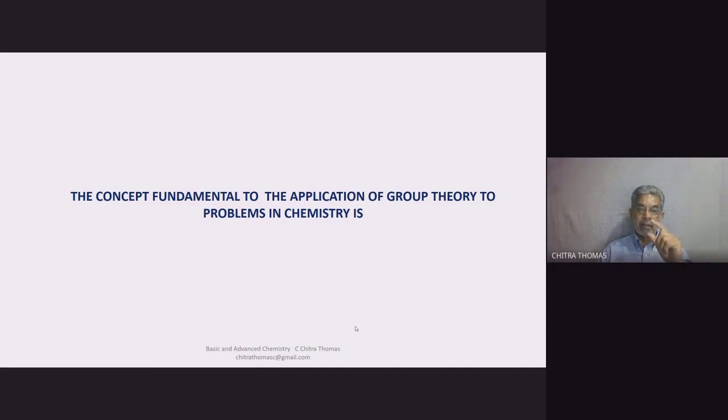The concept fundamental to the application of group theory to problems in chemistry is... I can't say you tell me because you cannot tell me. So I'll tell you. You decide what is the concept fundamental to application. Think of an answer for this question. That is symmetry of the molecule, or molecular symmetry. Symmetry of a molecule is a concept which is fundamental to the application of group theory to problems in chemistry.